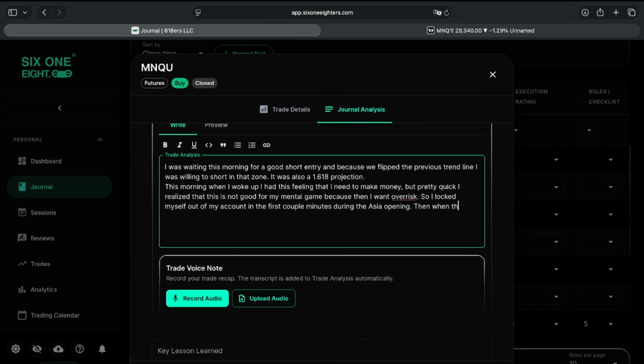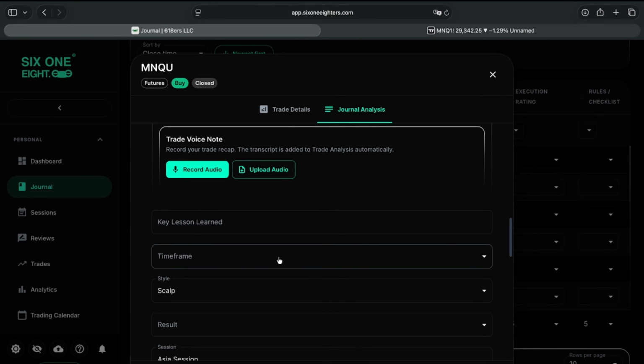Then when the trade hit, I was a bit doubtful, but because the short zone hit before, I was like, either it's a stop loss or take profit, nothing in between. I can't control the outcome. I can just control my reaction to it.